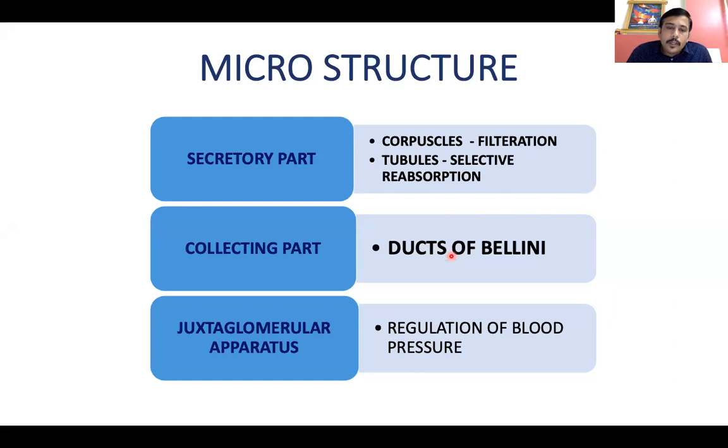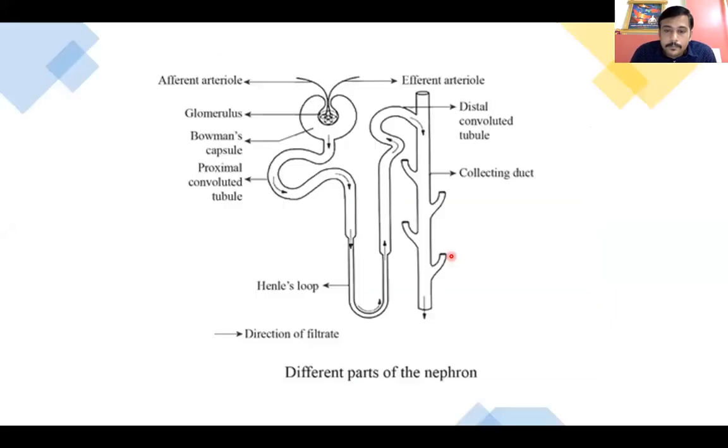The juxtaglomerular apparatus will help in the regulation of the blood pressure. That is through the renin-angiotensin mechanism. The cells in the juxtaglomerular apparatus will help in the secretion of prorenin and in converting the prorenin to renin. Okay, I think you might already know about this, the structure of the nephron. This is not the detailed structure. This is just a representation picture.